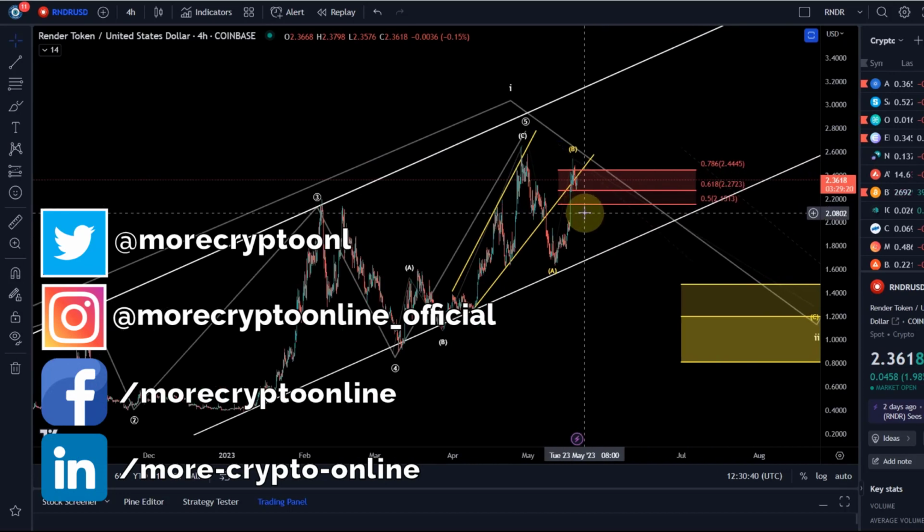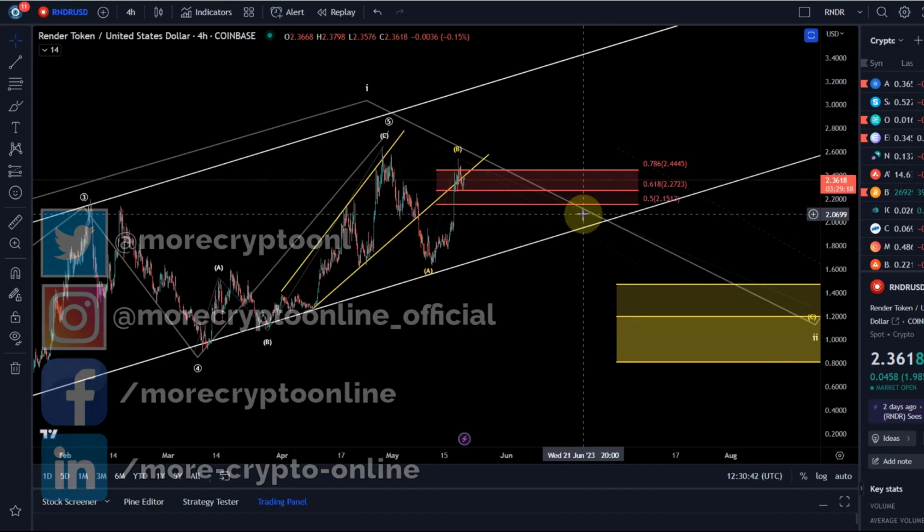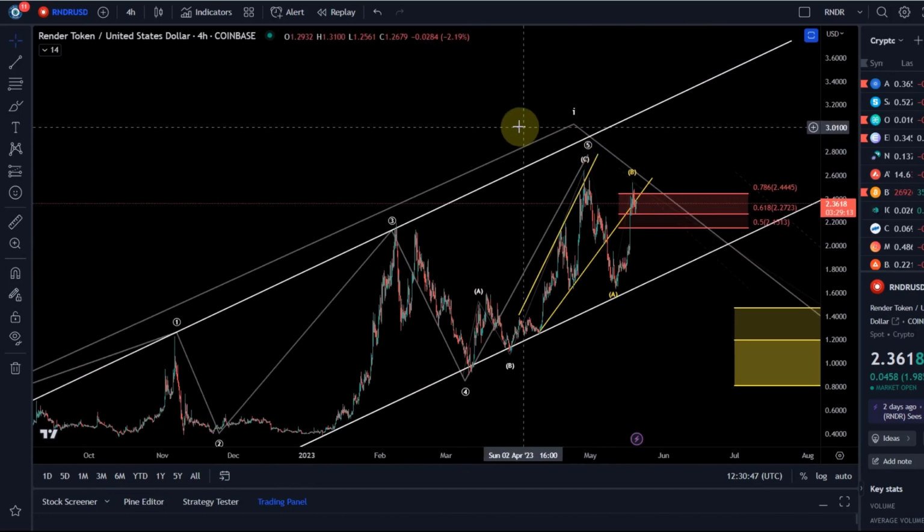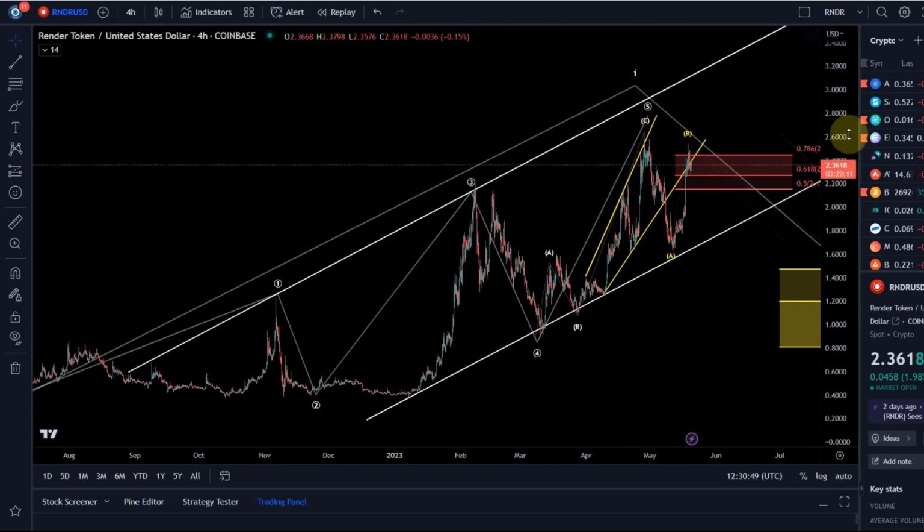So Render, basically the situation hasn't really changed. We are still in our resistance area. Remember that we talked about the following in previous videos.